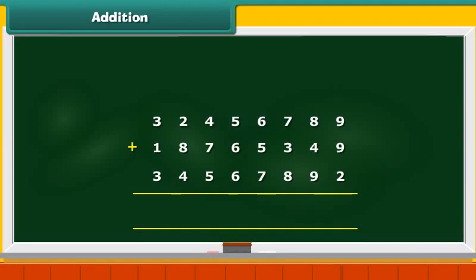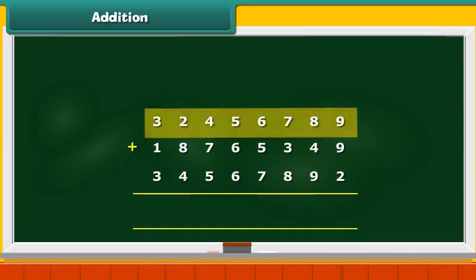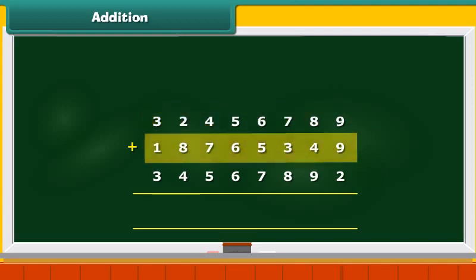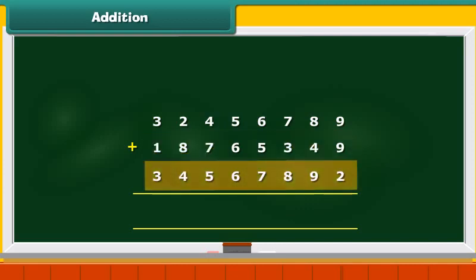We begin with the addition of 3 large numbers: 32456789, 18765349 and 34567892. Draw the Indian place value chart.